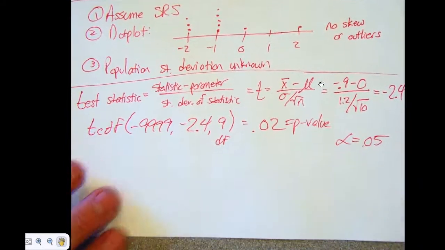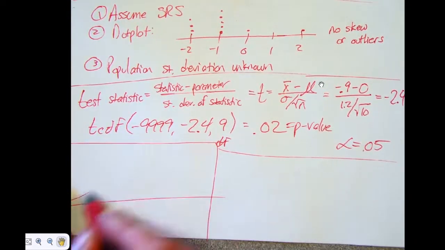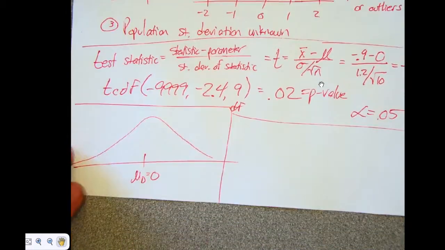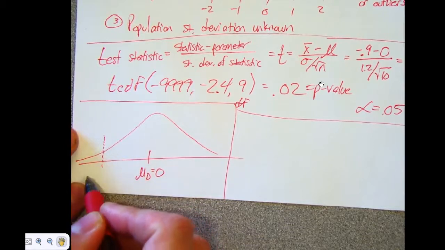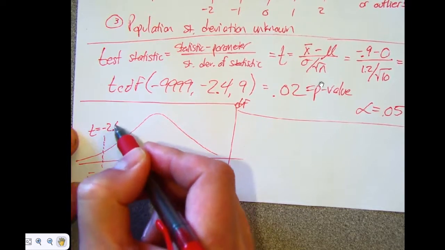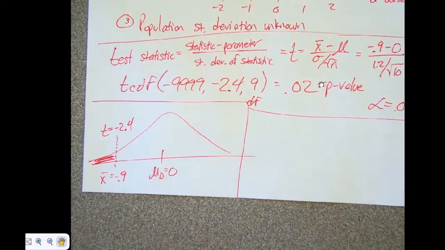Alpha is 0.05. So my drawing would have 0 in the middle. Over here, x bar equals negative 0.9, t equals negative 2.4. Shade. Like this is all the exact same as a one sample t-test, right? Once we got past the beginning. So I can just put mu equals 0, not mu.